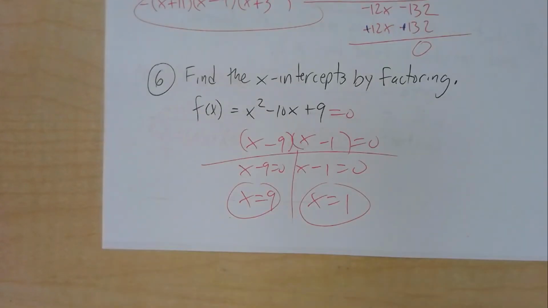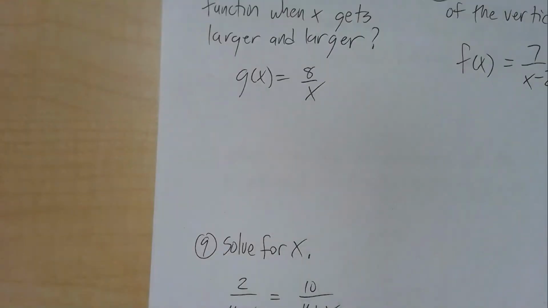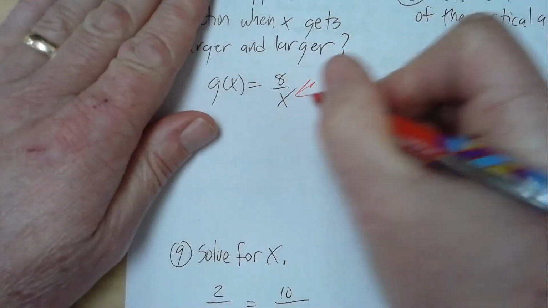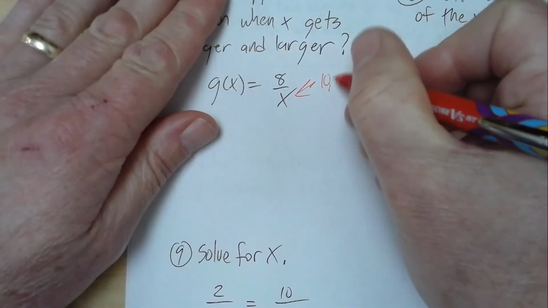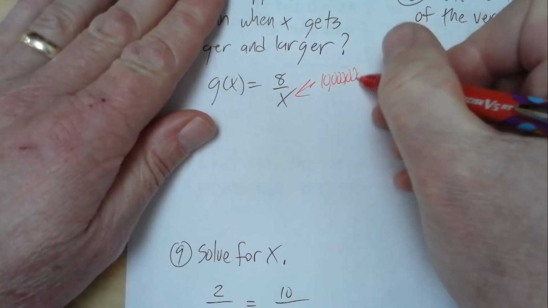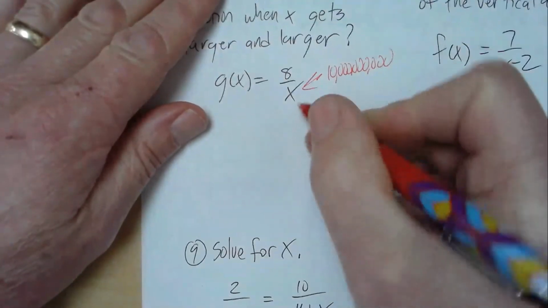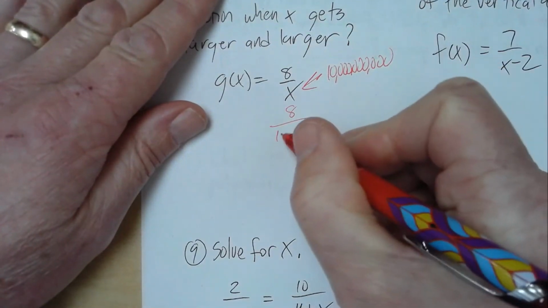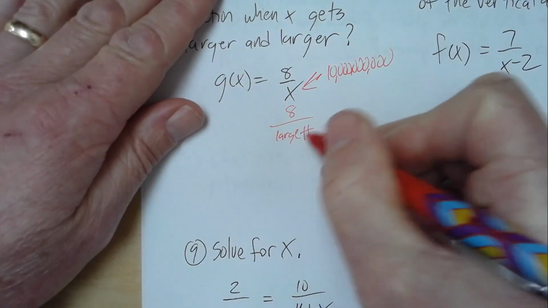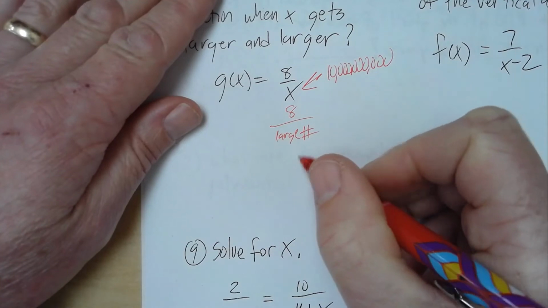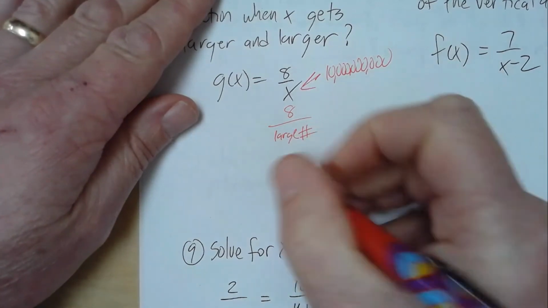Okay. And there's your two answers. Number 7. When this becomes large, like 10 million or something like that, maybe 10 billion, we have 8 over a large number. So when you have 8 over a large number, basically this is becoming 0.